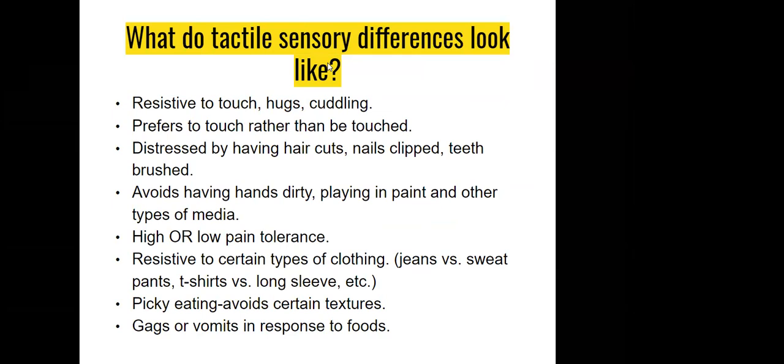They might avoid having their hands dirty, playing in paint and other types of media. They'll have a lower pain tolerance, resistance to certain types of clothing, so jeans versus sweatpants, t-shirts, long sleeves. And they might be very picky eaters. So they avoid certain textures of foods, and they might gag or vomit in response to foods.